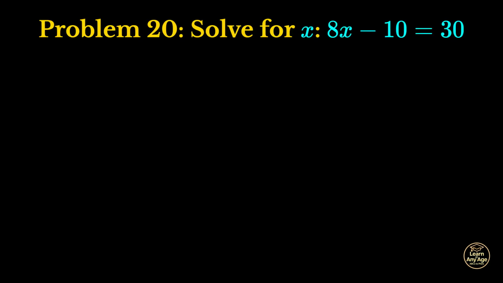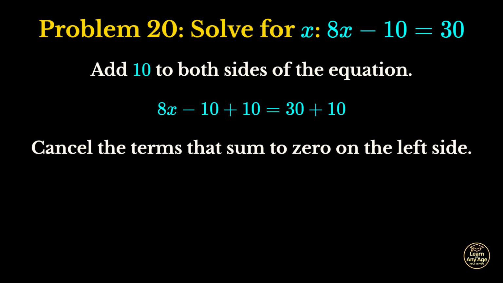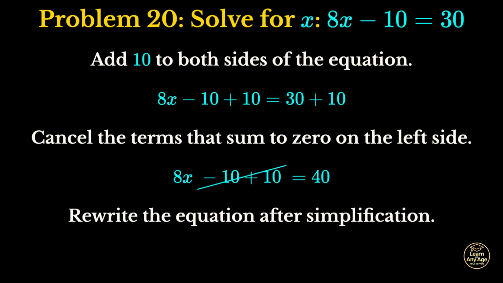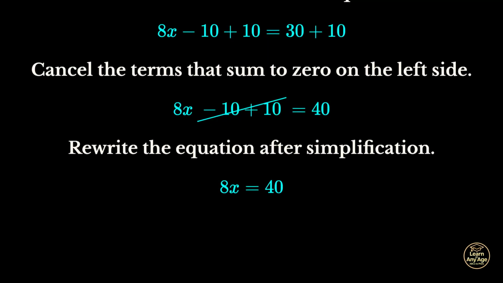Problem 20, solve for x, 8x minus 10 equals 30. Add 10 to both sides of the equation. 8x minus 10 plus 10 equals 30 plus 10. Cancel the terms that sum to 0 on the left side. 8x minus 10 plus 10 cancelled out equals 40. Rewrite the equation after simplification.